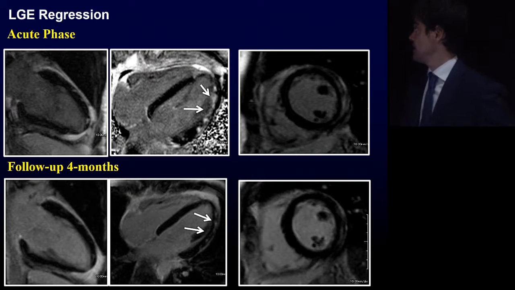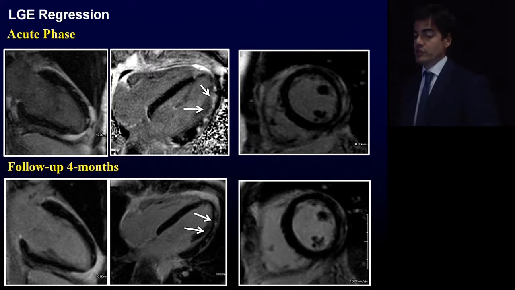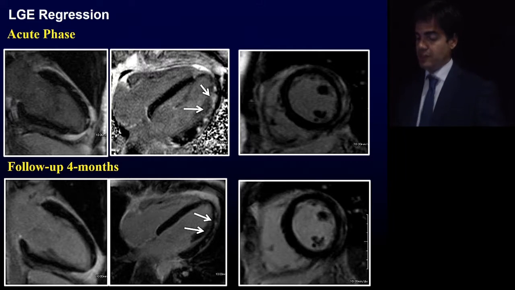What can happen to late enhancement? This shows a patient in acute phase, first line, and after 4 months. And what you note here is that there is a regression of late enhancement from the first to the second study, because the process itself reorganizes. There is a reorganization, there is a fibrotic replacement of the ventricle, which causes a reduction of late enhancement. And this is something to really take into account.